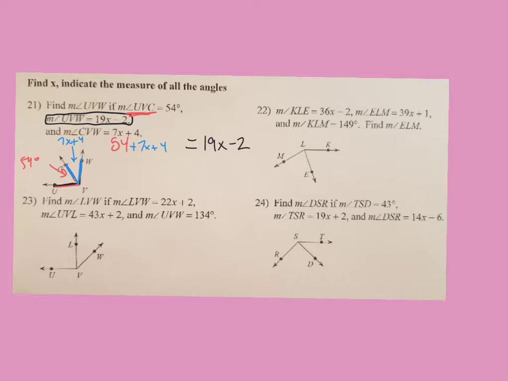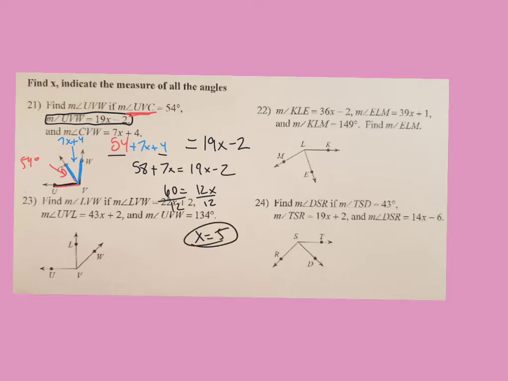Now I can start solving. Remember, I'm going to put all my x's on one side, all my numbers on the other side. I'm going to combine my like terms first. So I'm going to have 58 plus 7x equals 19x minus 2. I'm going to add 2 to the left. I'm going to subtract 7x from both sides. So I'm going to have 60 equals 12x. Now I can divide both sides by 12. I get x equals 5.